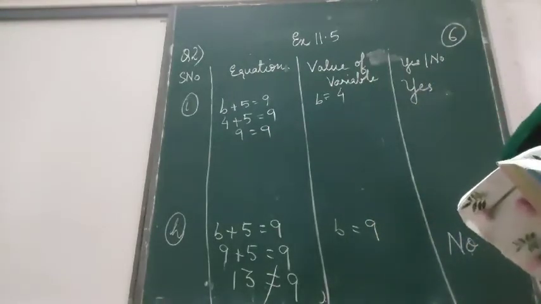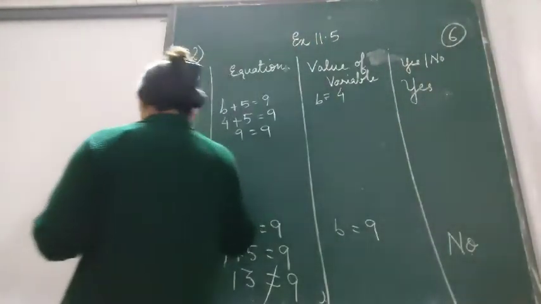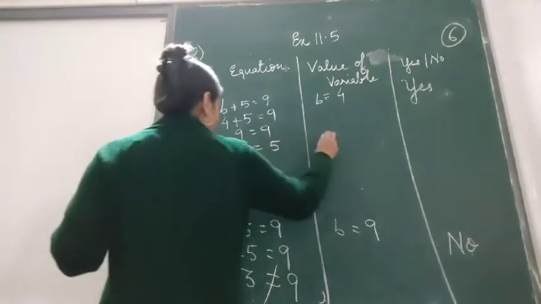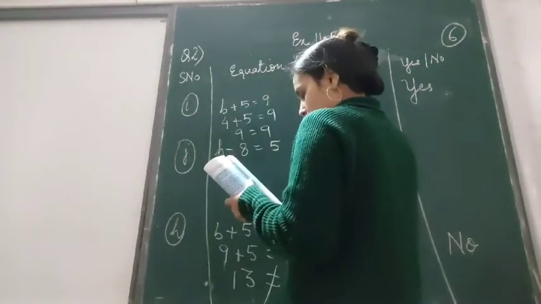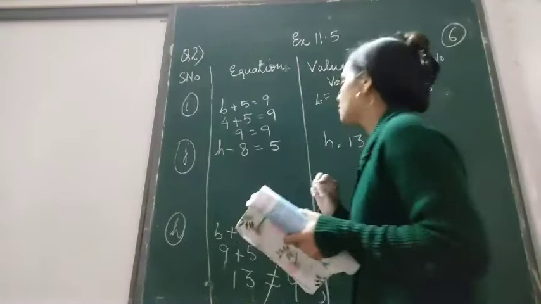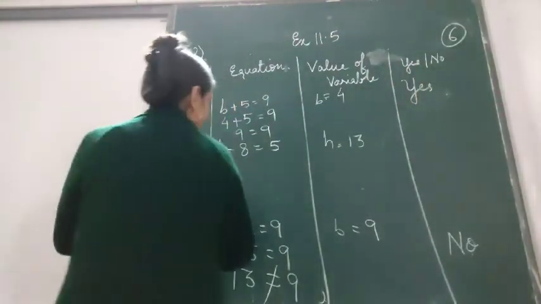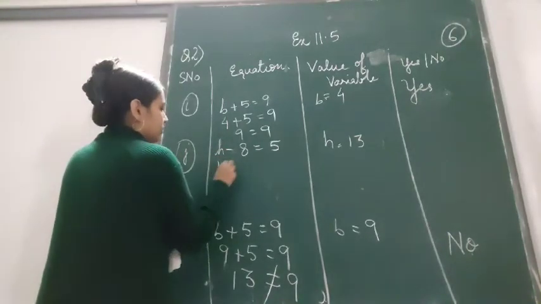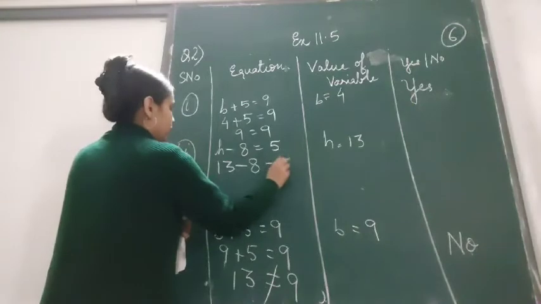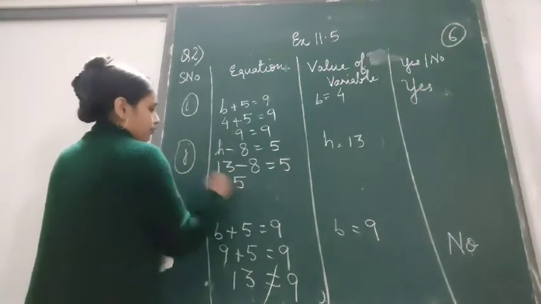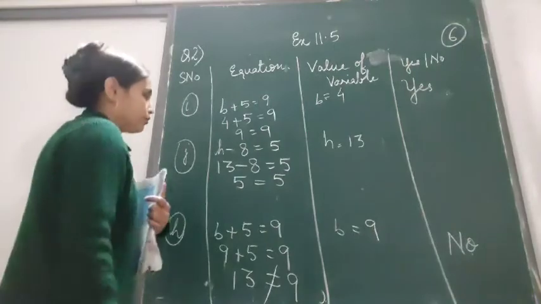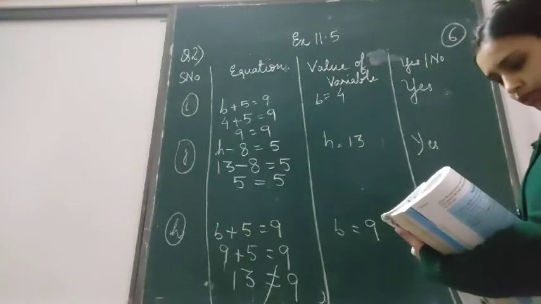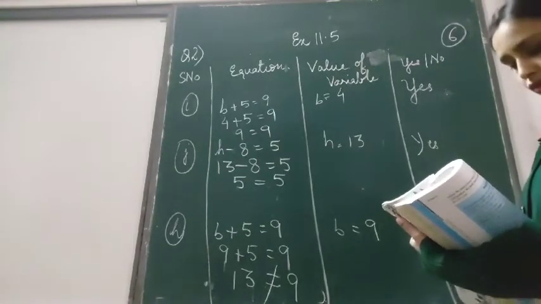Then we go to J. H minus 8 is equal to 5 and the value of H is 13. It's written small, it's a little confusing which one I am writing. So putting the value of H as 13 minus 8 is equal to 5. 13 minus 8 is 5 only. 5 is equal to 5. So answer is yes. This is about J. I and J are over. Now we have to start K.